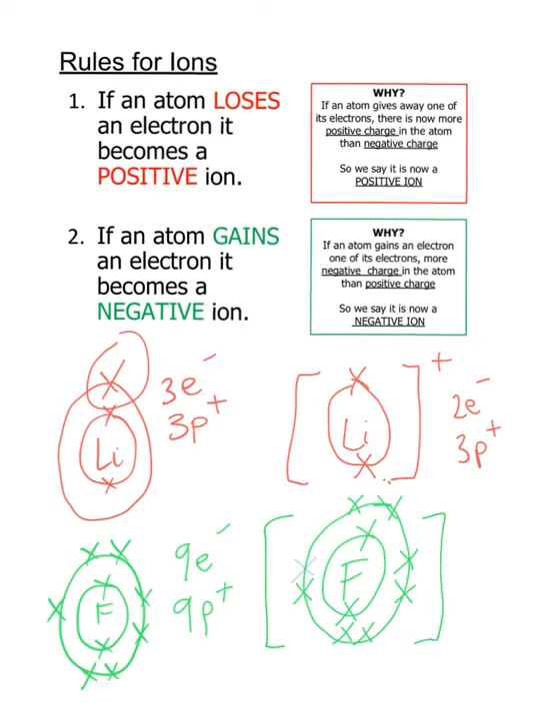We draw square brackets to demonstrate that it's an ion. We then assign it a negative charge. The reason being is you now have 10 electrons and 9 protons, and it means that you have one more negative electron than you do positive protons in that ion, so therefore you assign it an overall negative charge.